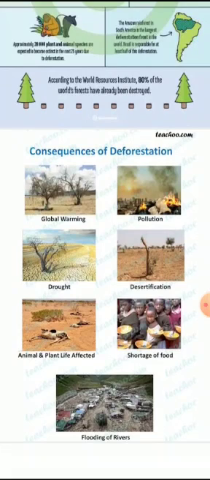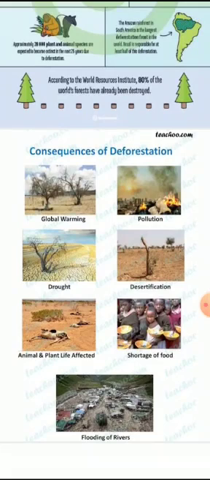The second consequence is pollution. If we cut down the trees, if there are not enough trees to absorb the carbon dioxide and give out the oxygen, hence when the rate of carbon dioxide in the environment increases, we will be facing the problem called pollution. Yes, if we cut down the trees, the pollution in the environment increases.